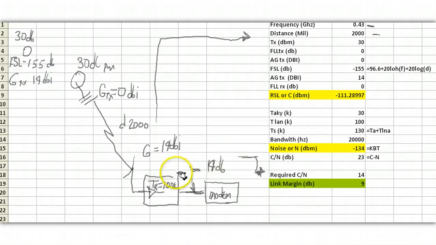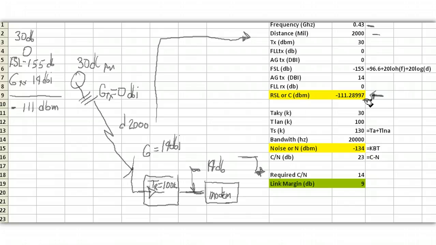All right. So how much signal gets to this point? Well, it's just the sum of those above numbers. And that turns out to be minus 111 dBm. So now we have to calculate the carrier to noise ratio, C over N. So the carrier is this quantity here. So the signal at the receiver is this number.